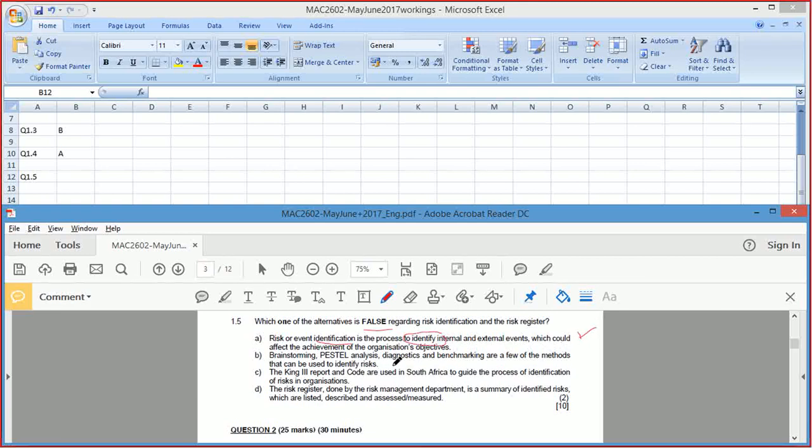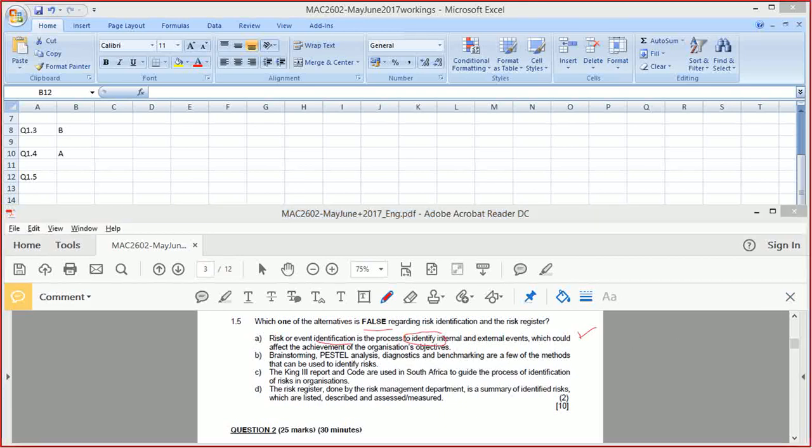Brainstorming, PESTLE analysis, diagnostics, benchmarking are a few of the methods that can be used in identifying risks. Okay, there were quite a lot here. We just need to double check those. Let's go find the risk stuff again. This was a chapter toward the end, 28. Yeah, let's just check all the different measures when we looked at the risk identification. Okay, definition of risk.